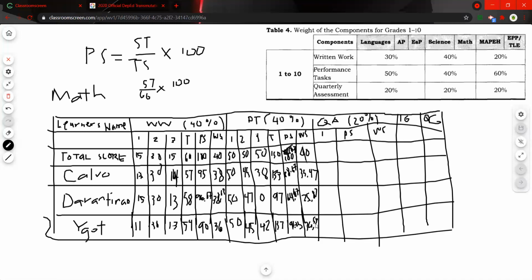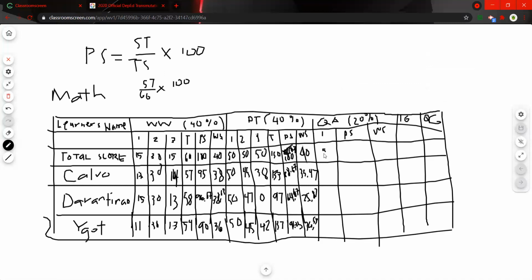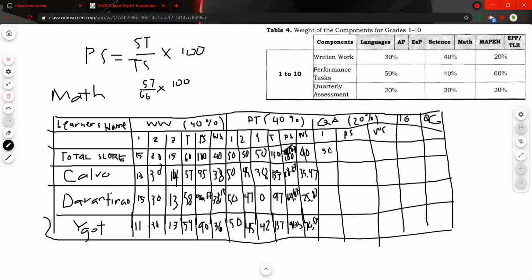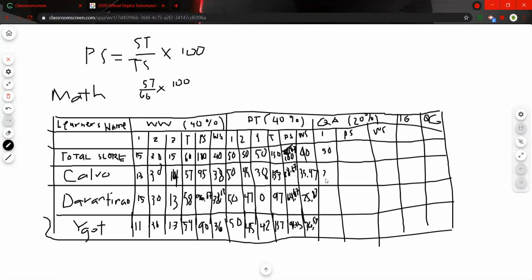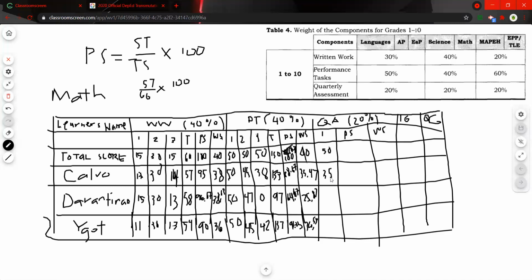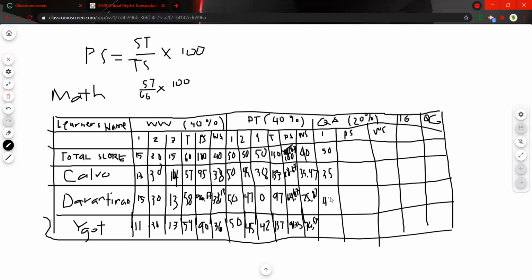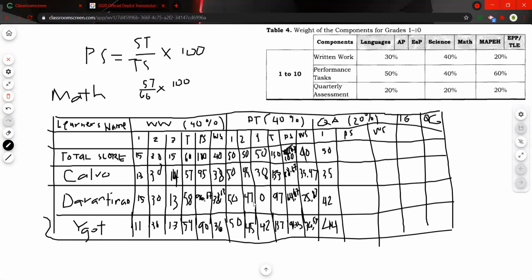Next, we go to the quarterly assessment. The quarterly assessment is equal to 50. Calvo got 35, Darantino got 42, he made up for it, and Igot got 44. His scores are consistently high. The passing score, percentage score for 50, that is 100.